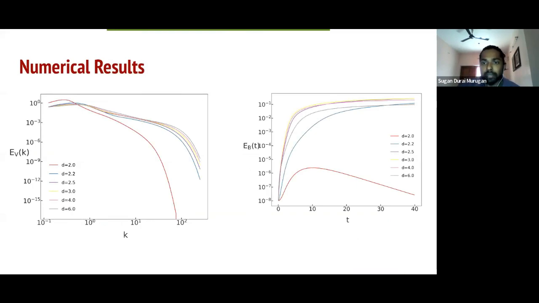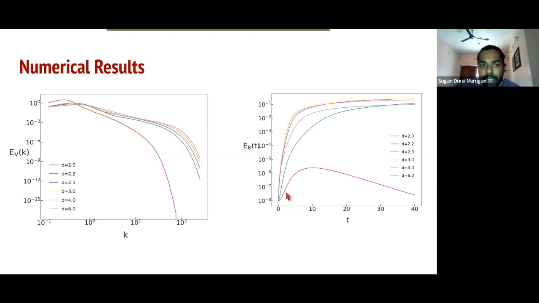As I said, it is at the very starting stage of our project, and the only result that I'll show here is basically, suppose I change these dimensions from 2 to 6, even including non-integer dimensions, just 2.2, 2.5, and then I do see that the magnetic energy on the right hand side grows almost for all d greater than 2, but for d equal to 2, as the anti-dynamo theorem suggests, there cannot be a dynamo in 2 dimensions.